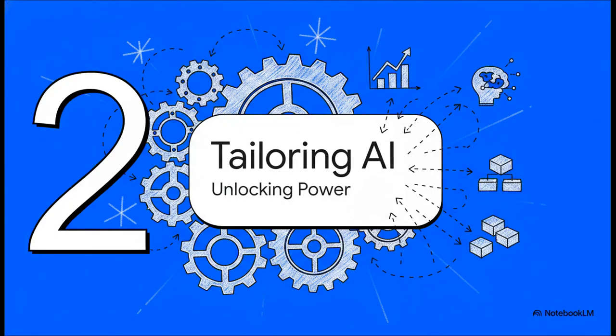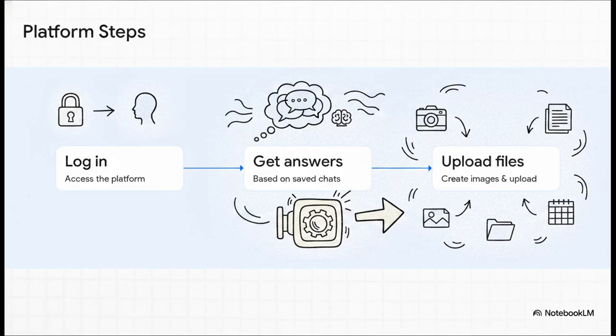All right, on to section 2, tailoring your AI experience, unlocking platform power. This sequence perfectly illustrates the exact chronology of unlocking the platform's true power. Step 1, log in. Now, this isn't just about getting basic access. It's your bridge to continuity. Step 2, get answers based on saved chats. This right here is where context lives. The AI actually remembers your previous logic and your tone. And then step 3, create images and upload files. You aren't just typing into the void anymore. You're injecting your own raw external data directly into the AI's workflow. This whole sequence completely transforms a generic chatbot into a highly customized engine built just for you.